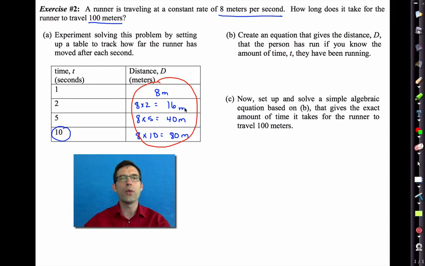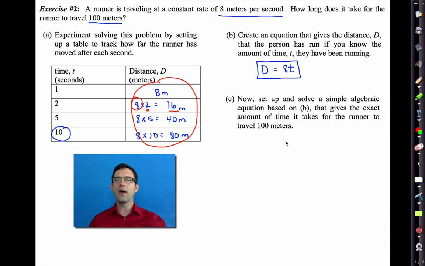And what did we do? We kept calculating the distance that the runner traveled by taking this 8, which was a constant, and then multiplying it by how much time we had been traveling. So to write that down symbolically, we would say that the distance that we've traveled will always be that 8 times the amount of time we've been traveling. Remember, if we want multiplication, we simply put the two numbers or the two variables beside each other. So there it is. Distance equals 8 times time.